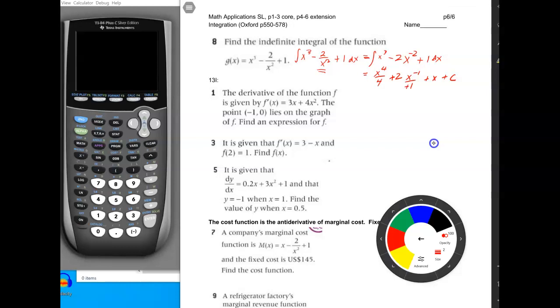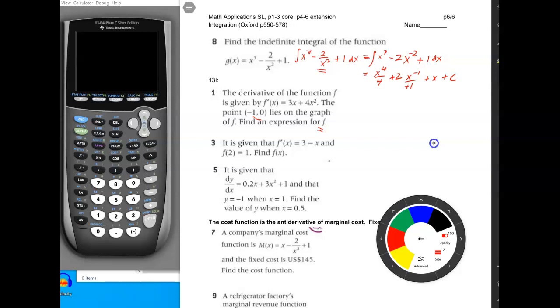Okay. Number 1, the derivative of the function f is given by f dash equals 3x plus 4x squared. The point negative 1, 0 lies on the graph of f. Find an expression for f. Okay, so first thing we're going to do is we're just going to find out what f is, and we're going to ignore this thing about negative 1, 0. We don't know what that means yet, okay?